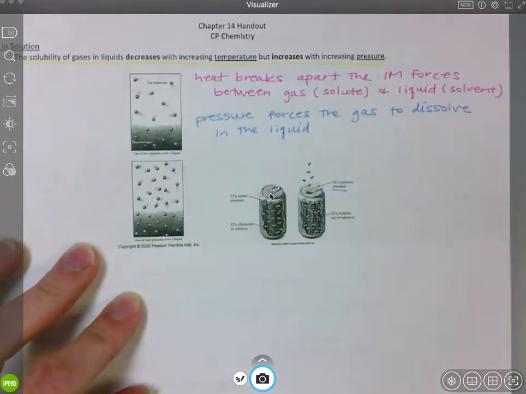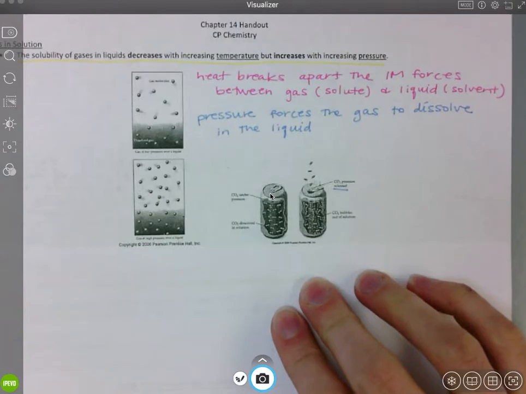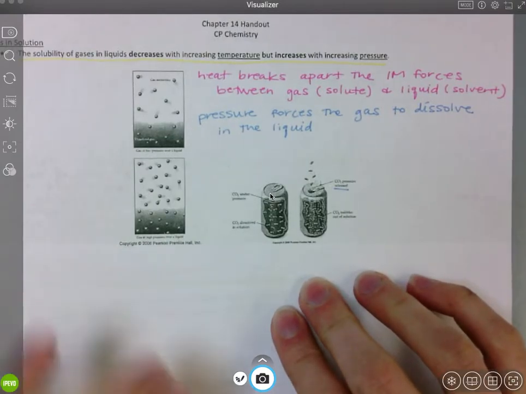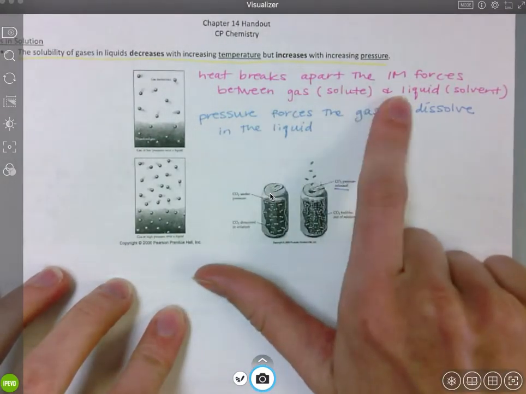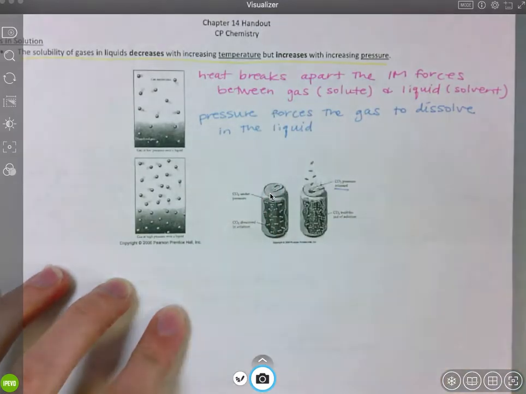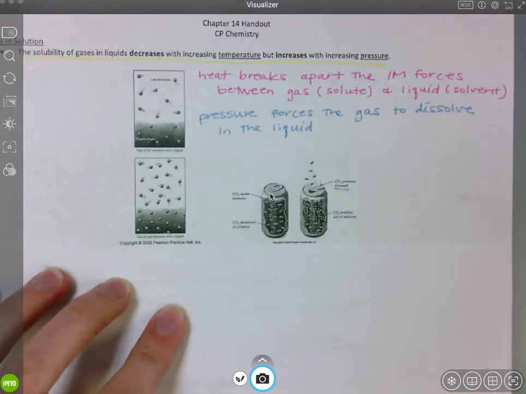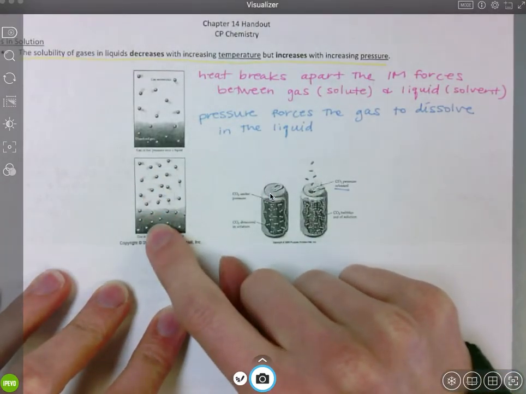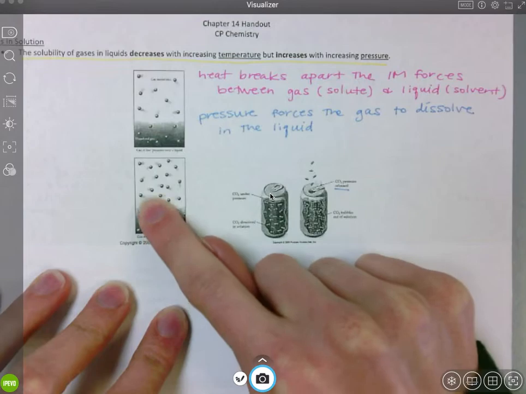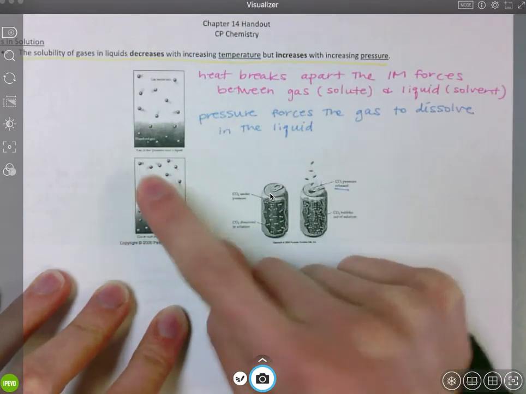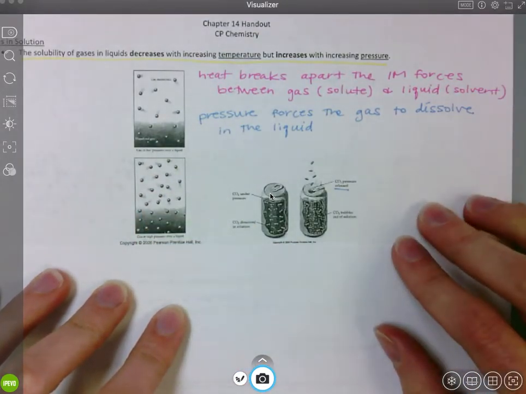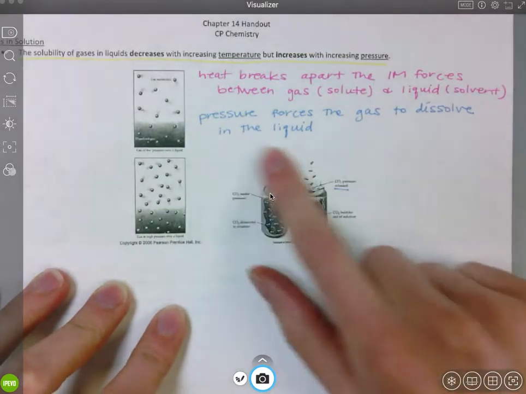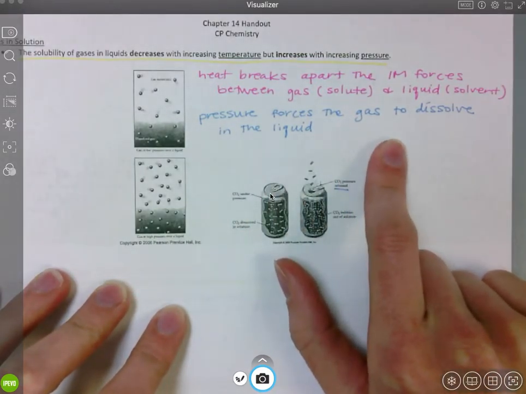So gas is our solute. We'll talk about the definition of solute and solvent below in just a moment. But heat is going to break apart the intermolecular forces between our gas and liquid molecules in solution, so like down below here, which means that it's going to release our gas molecules to go float back up and be a gas. And the pressure is going to force the gas to dissolve in the liquid.